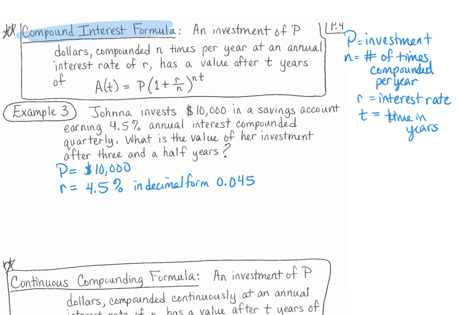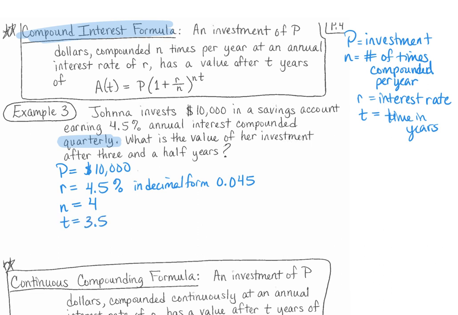And then we know what? N is 4 because we said it's compounding quarterly. If I said it's compounding semi-annually, what was N? 2, right? If it's compounded annually, N is 1. So be familiar with those words. And what else do we know? The time. T is 3.5.